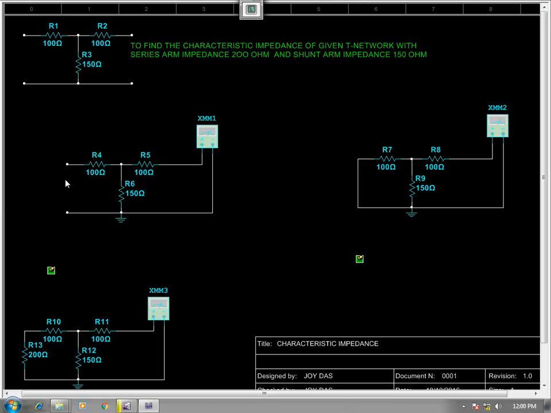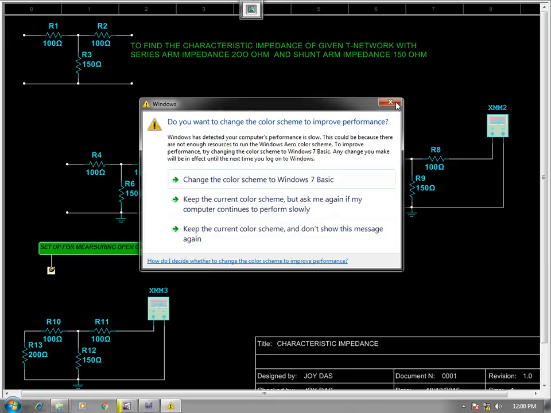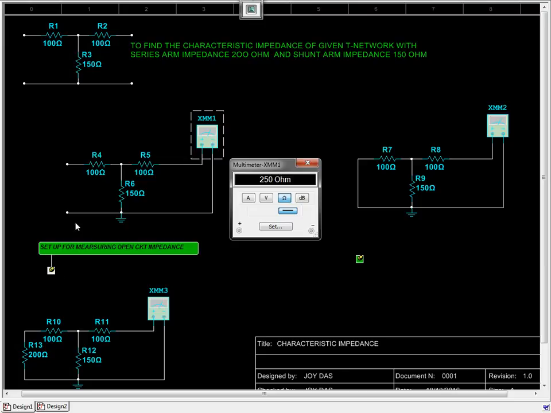We have made port 1 open and measured the impedance from here. Rather, here it is resistance, that is 250 ohms. That is called the open circuit impedance. That is here set up for measuring the open circuit impedance, as this port is open, and we have measured impedance from here.